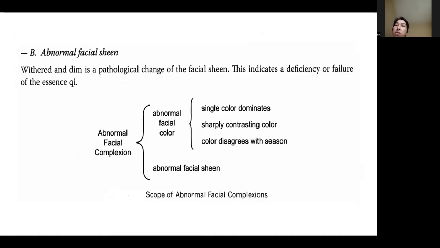This is the illustration of the scope of abnormal facial complexions. As you can see, abnormal facial complexion is composed of abnormal facial color and abnormal facial sheen. And the single color dominates, sharply contrasting color, and the color disagrees with the season.